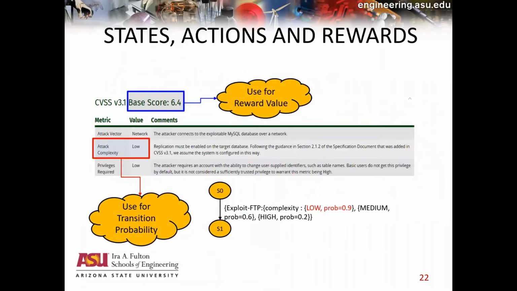So in terms of states, action, and rewards, basically the state represents the privilege level in our attack graph. So basically S0 can be user, S1 can be root. The reward, we use the CVSS score of different vulnerabilities to come up with the reward. And the transition probability between different states is dependent on how complex it is to exploit a vulnerability. So if it's a low complexity vulnerability, we have a probability value of 0.9, like it's very easy to exploit and reach S1. If it's a high complexity vulnerability, we assign a value of 0.2.